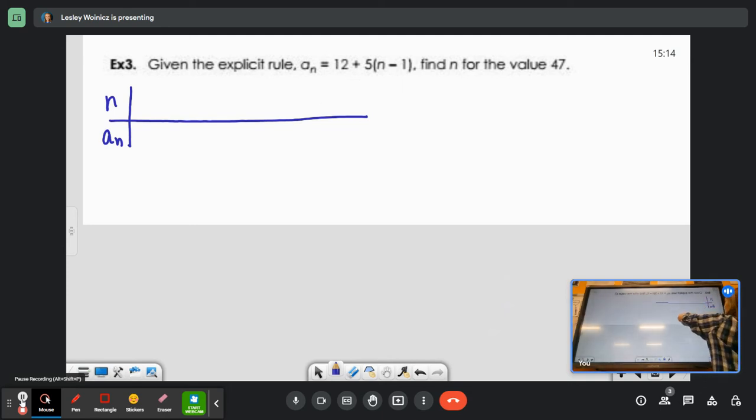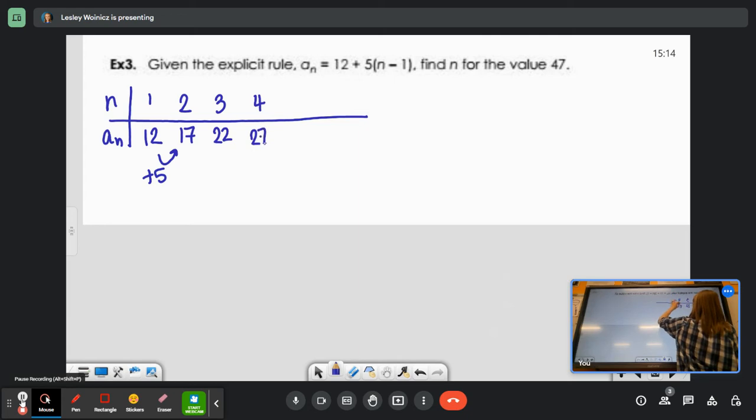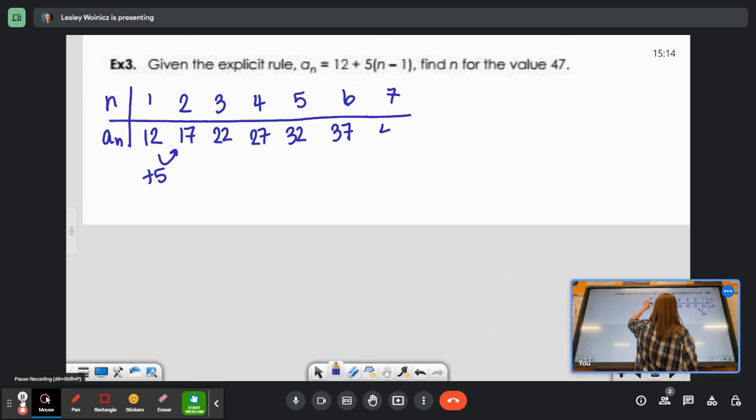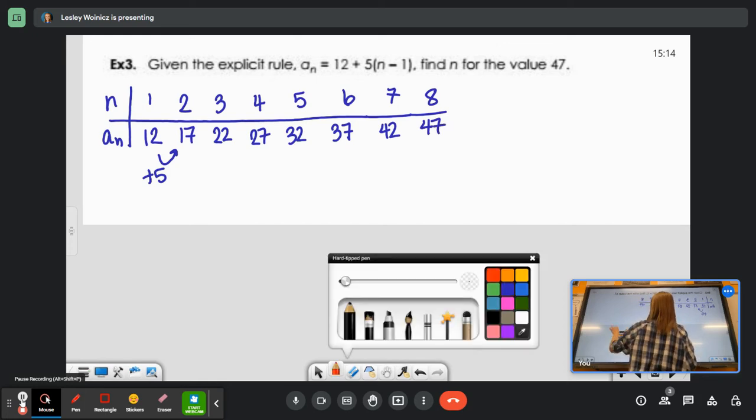Okay. What is my very first term? 12. What is n for my first term? 1. And then I have to add 5 to get 17, which is term 2. And then term 3 is 22. 4 is 27. 5 is 32. 6 is 37. Almost there. 7 is 42. 8 is 47. Okay, so that's how we had to do it last week.